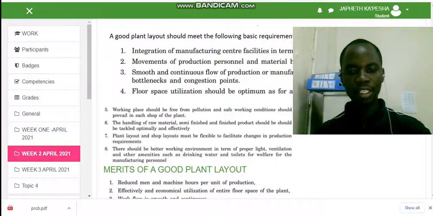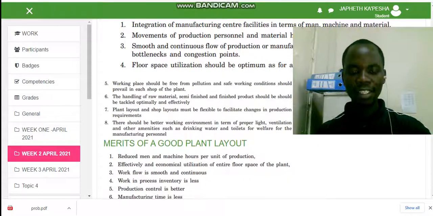The second advantage is effective and economical utilization of the entire floor space of the plant. If we can optimally use the available space within the plant, then there is no need of having a big spacious room that is not fully utilized. You can construct an industry using a small floor space, provided that the plant layout is effective, then this will help you to optimize the available space that you have.